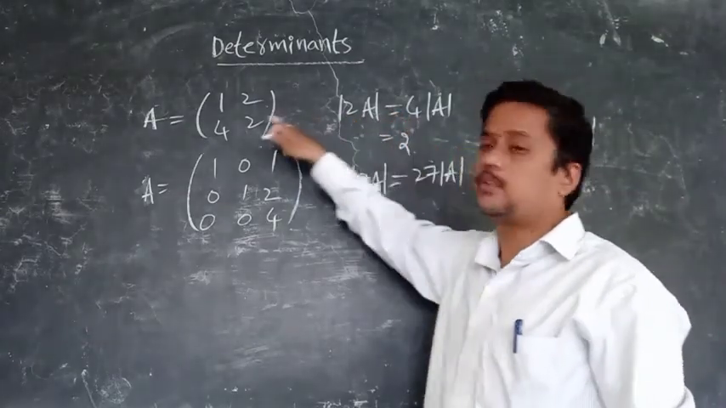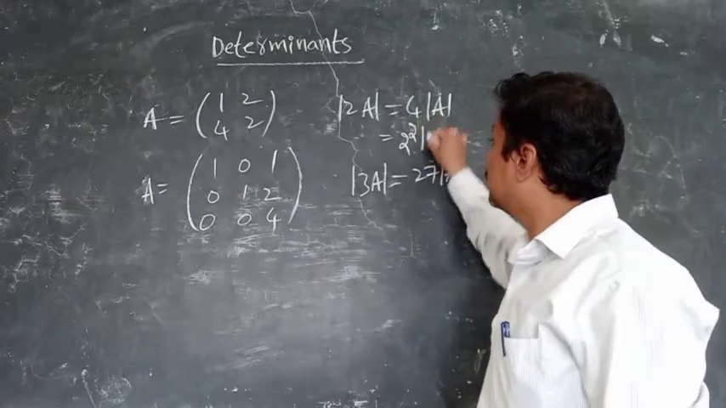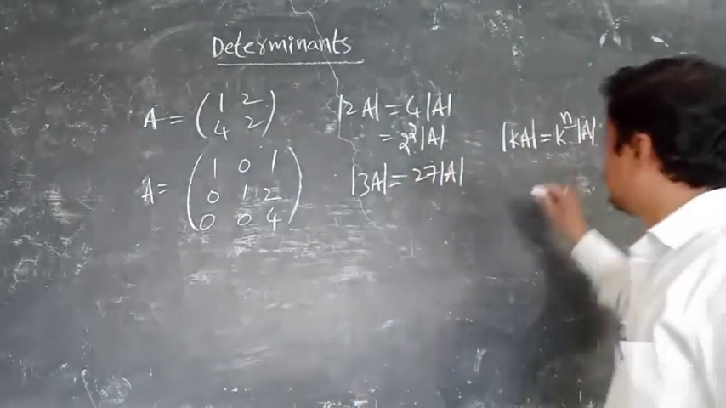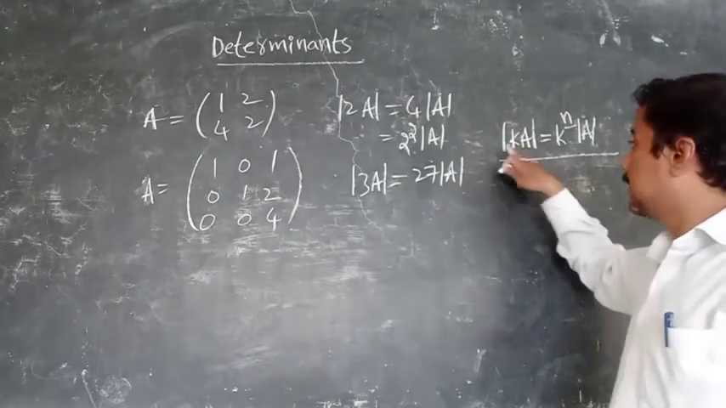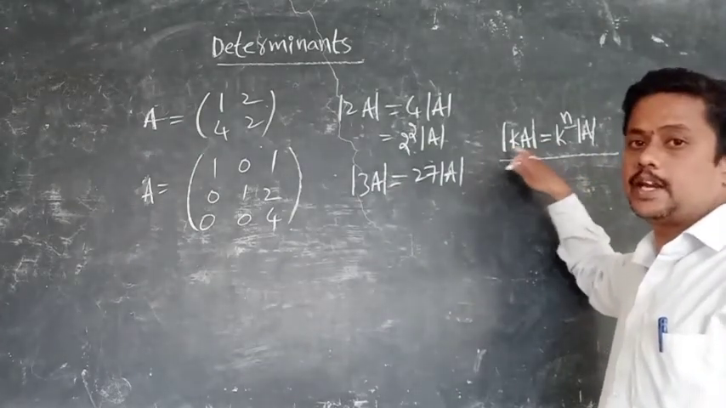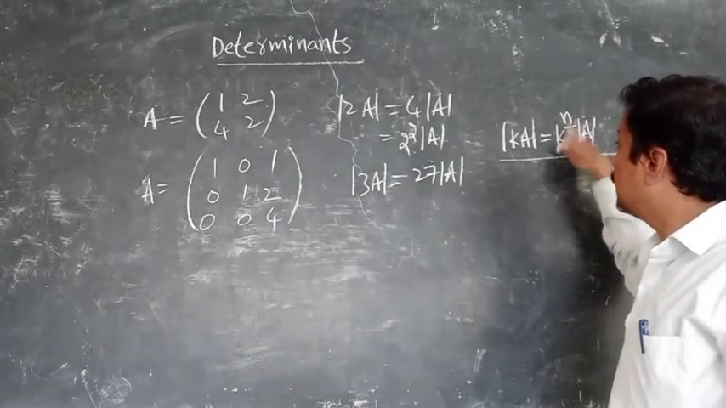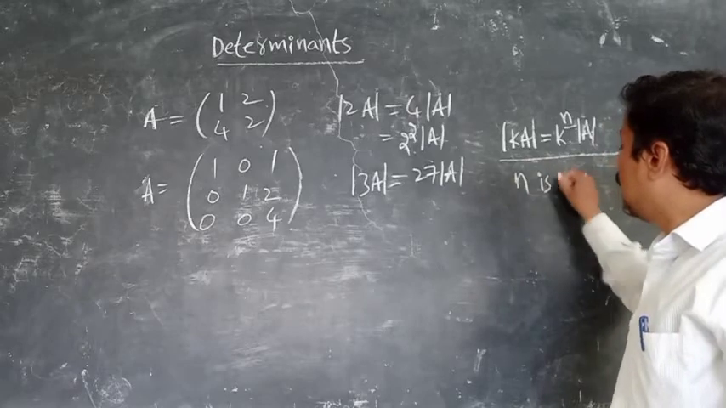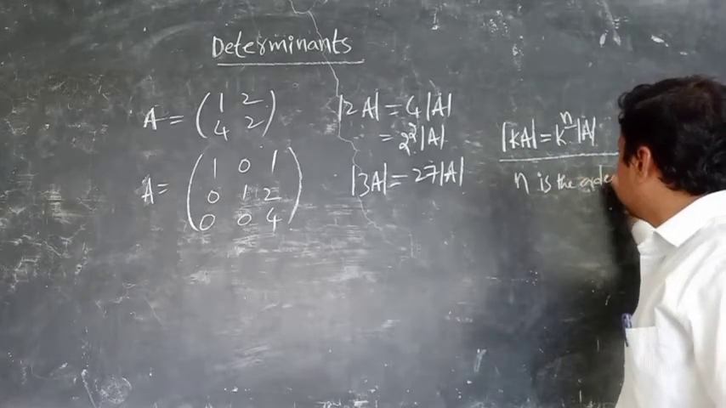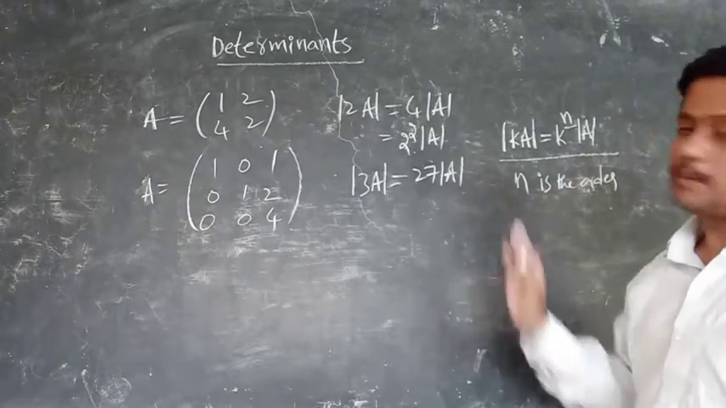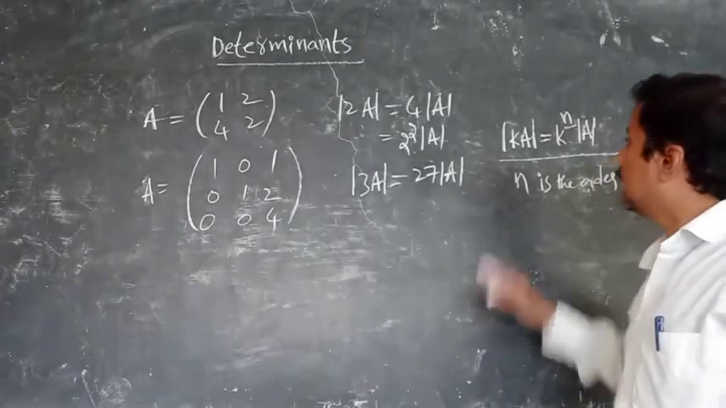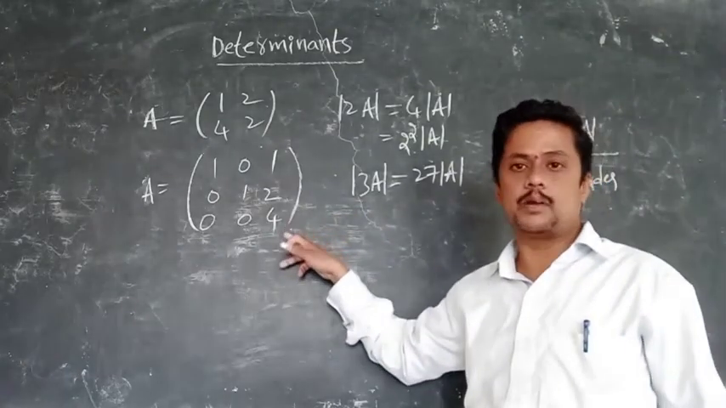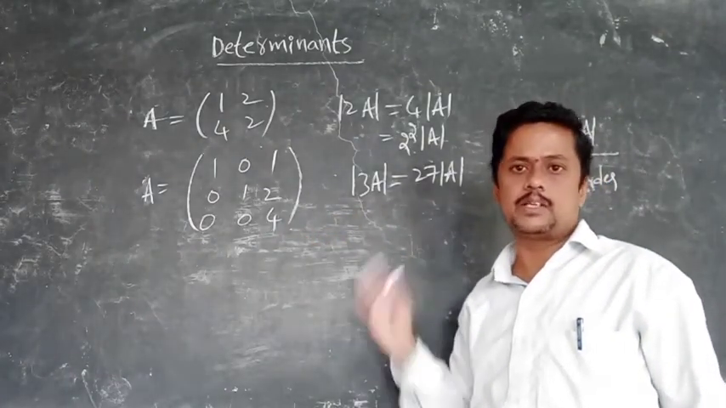So the power is the order, 2. 2 square into det A. 2 square is 4. Like that you can directly write. This is a very, very powerful formula. k is a constant, k into A. Det kA is equal to k power n into det A. Write down this formula. n is the order of the given matrix. So you can check here also. We already did this problem. This is very, very important for the CET.